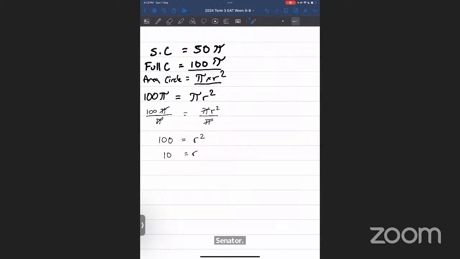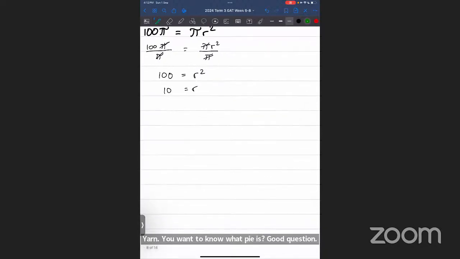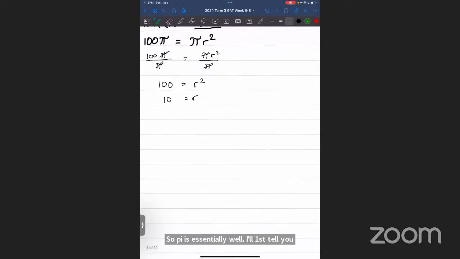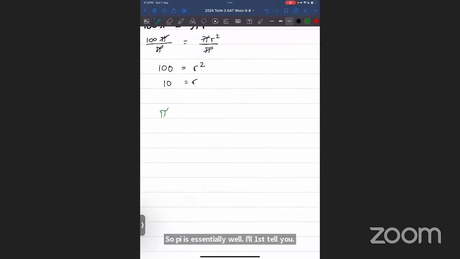Yarni, you want to know what pi is? Good question. I'll first tell you what the number pi stands for. Pi is a number, represented by a letter, that is equal to 3.14159265358979. Okay, I'm just messing around. It goes on forever and ever and ever. But you only need to learn it usually to the first part here, 3.14, right?